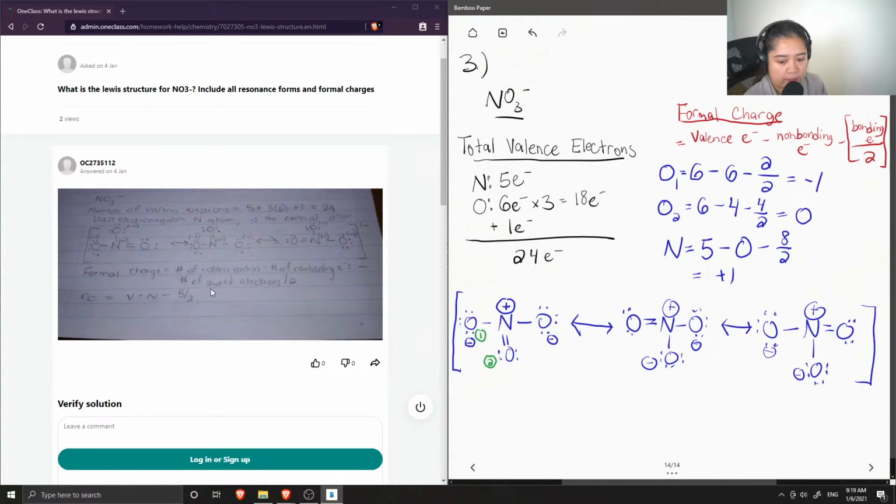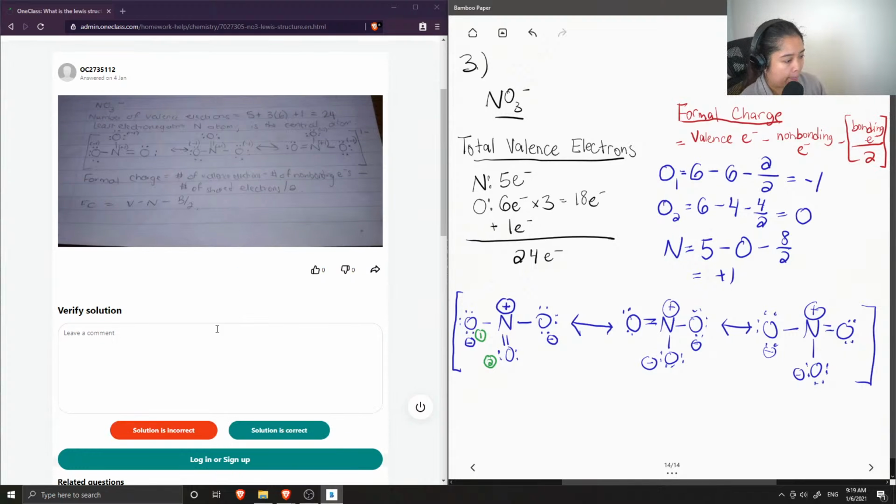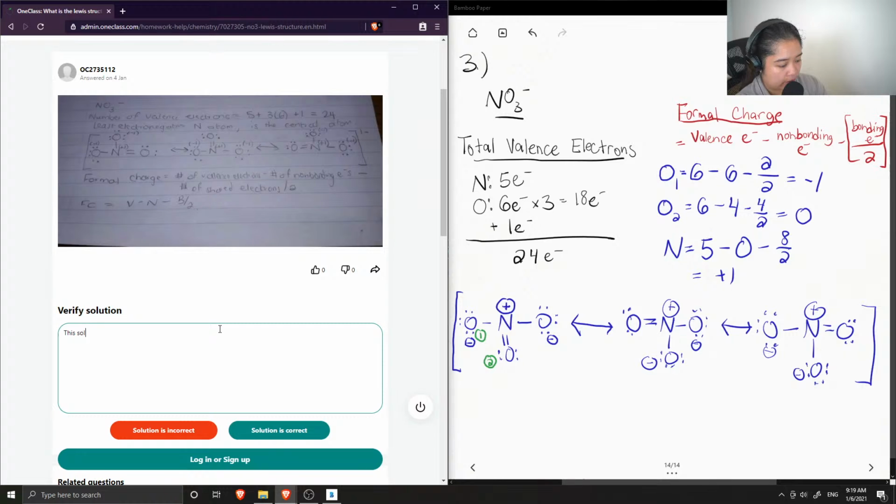Okay, so now let's see what the junior tutor said. NO3-. The number of valence electrons is equal to 5 plus 18 plus 1, which is equal to 24. The least electronegative is the nitrogen atom, so that's the one that will carry the positive charge. And you can see the 3 different resonance structures. Formal charge is equal to number of valence electrons minus number of non-bonding electrons minus number of shared electrons divided by 2. Okay, so this solution is correct.